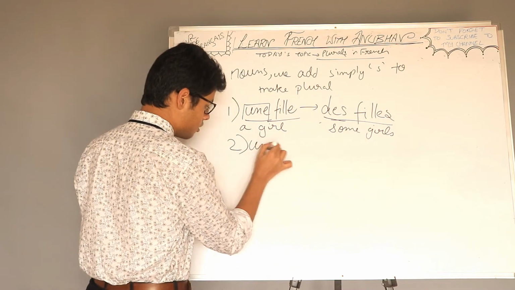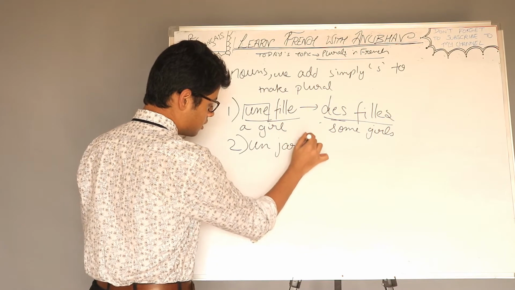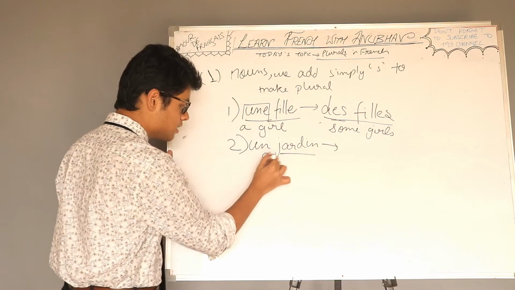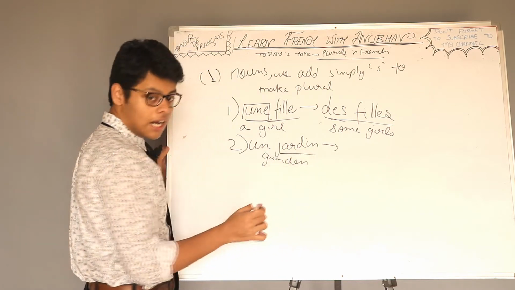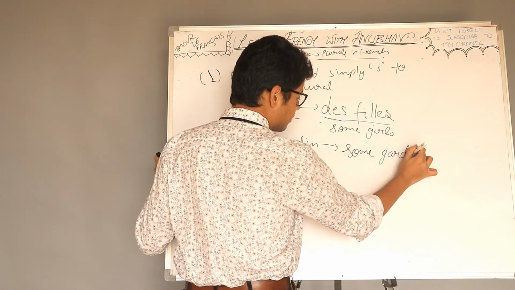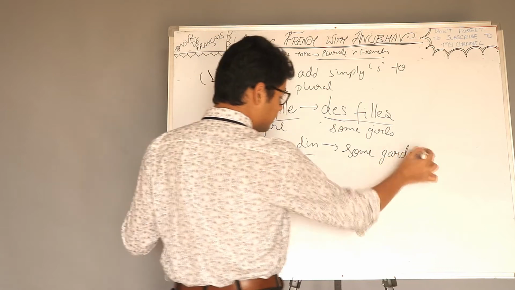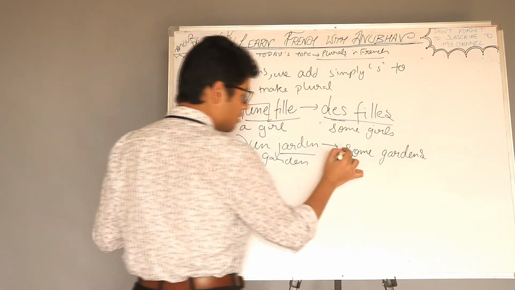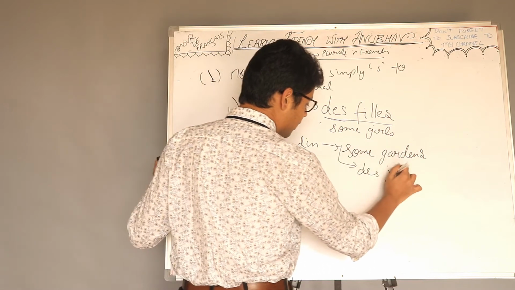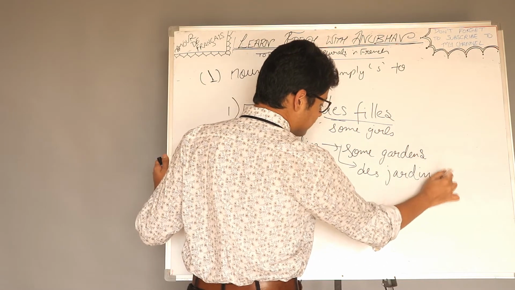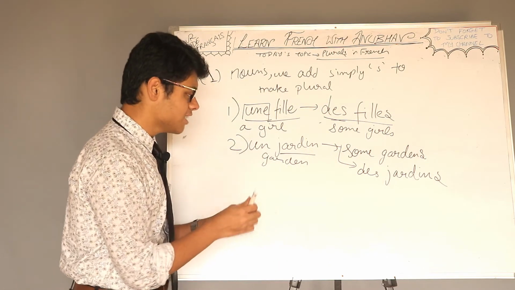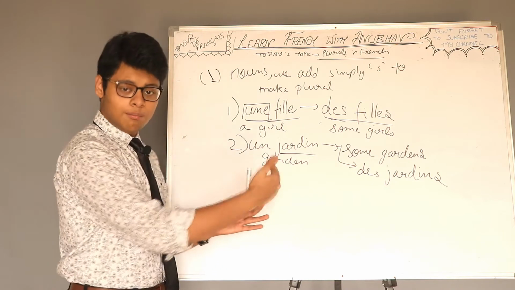Next we have un jardin. Jardin is a garden. So un jardin, a garden. For some gardens, that's the plural of a garden, we have des jardins. See how simple it is. Simply add s and change the article and it's done, from singular to plural.